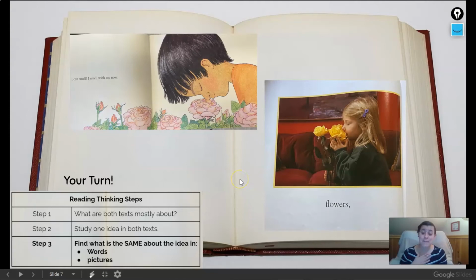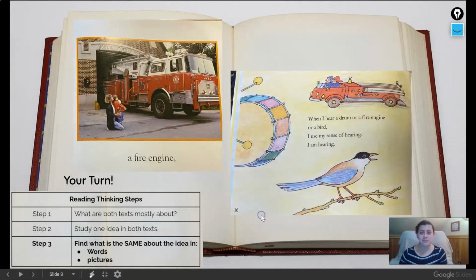Because we're learning about my five senses, and I've learned I use my nose to smell, that tells me that these pages have the idea of smell. And the author and illustrator have told me this by having illustrations and photographs showing children smelling flowers. Is that what you came up with? Great job. Here's another one.